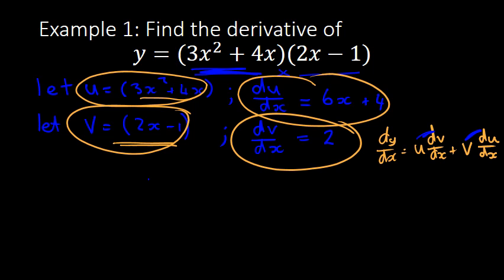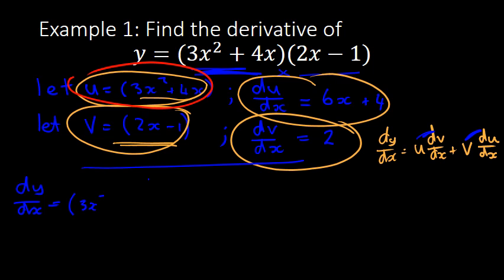To then find the solution to the question, we use our rule, which says that dy/dx is going to be u, which is 3x squared plus 4x. Having put the term for u in, we then go and multiply that by dv/dx. So it's the opposite term. In that case, it's 2.